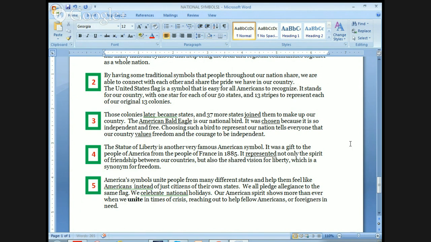a synonym for freedom. America's symbols unite people from many different states and help them feel like Americans instead of just citizens of their own states. We all pledge allegiance to the same flag. We celebrate national holidays. Our American spirit shows more than ever when we unite in times of crisis, reaching out to help fellow Americans or foreigners in need.